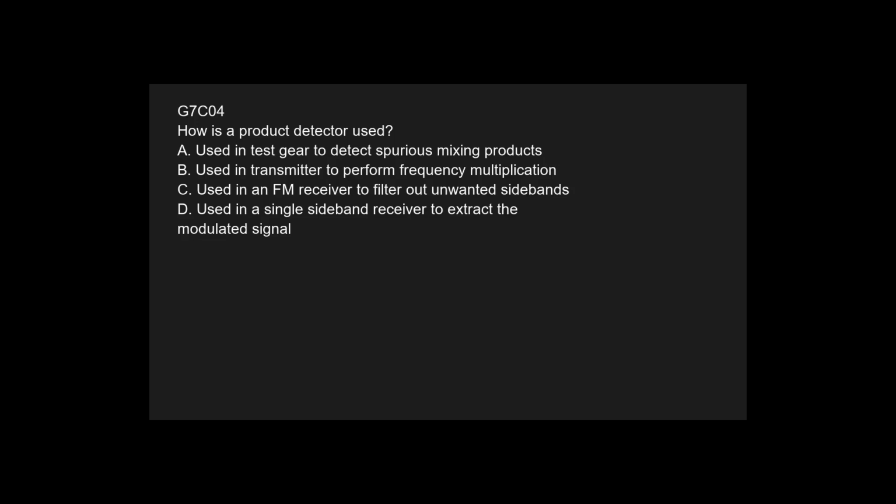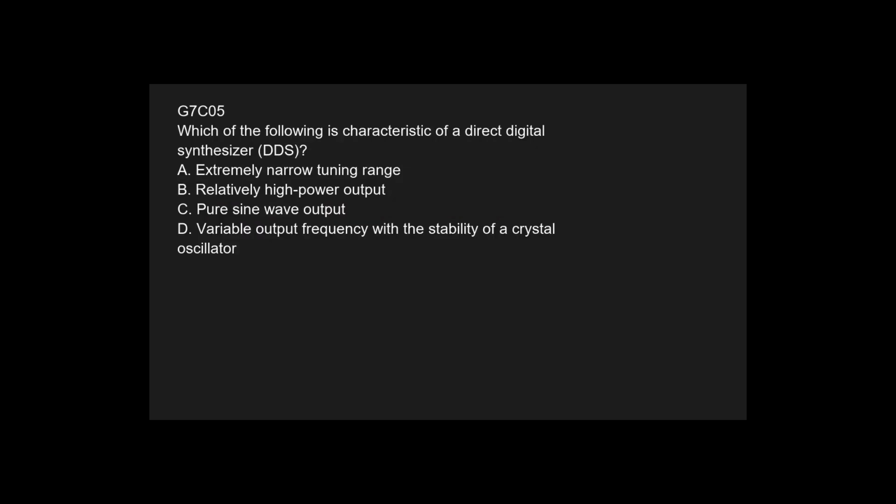Question: how is a product detector used? The correct answer is D. Used in a single sideband receiver to extract the modulated signal. Question: which of the following is characteristic of a direct digital synthesizer, DDS? The correct answer is D. Variable output frequency with the stability of a crystal oscillator.